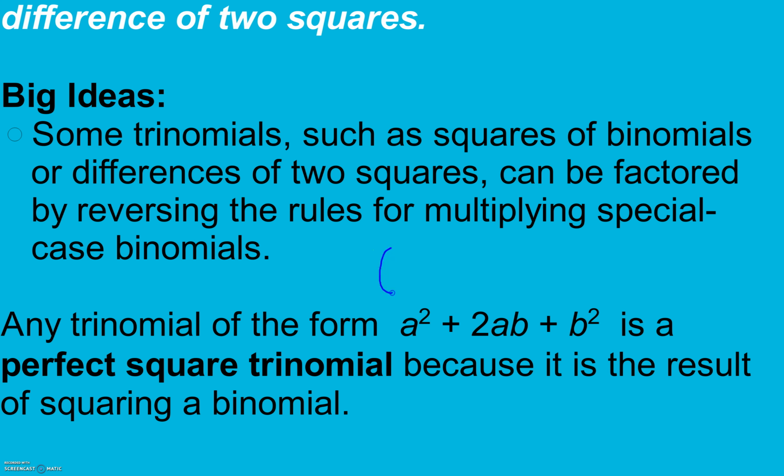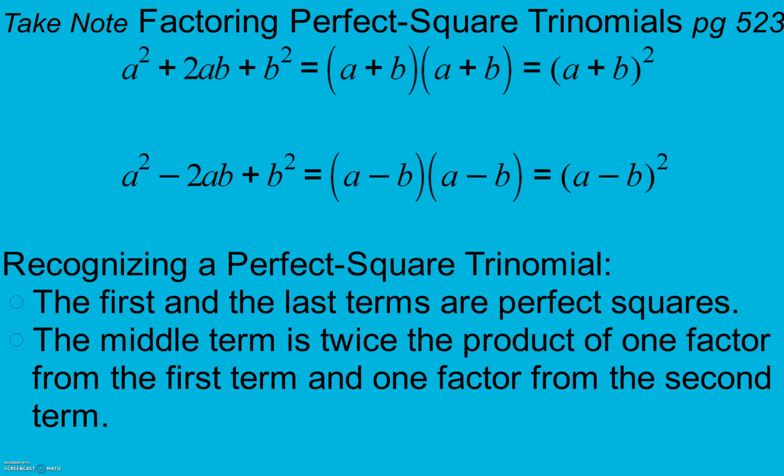And we know that if we take a plus b squared, we get this. That's what we learned in 8.4. We square our first one, we square our last one, we multiply them together, and double it, 2ab. Our take note on page 523 talks about factoring perfect square trinomials.